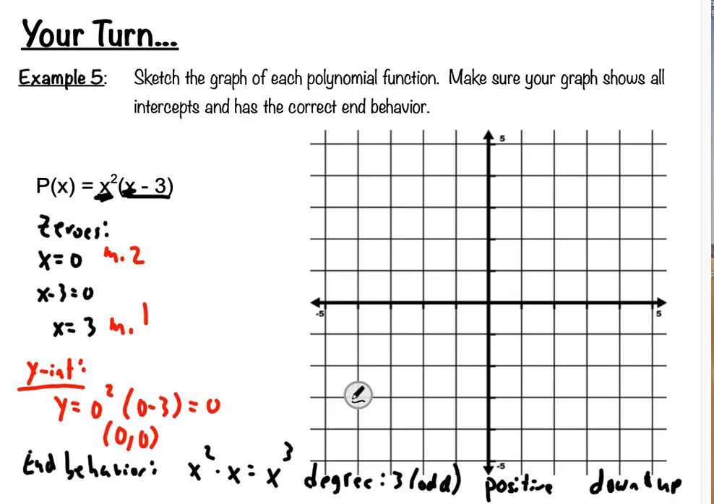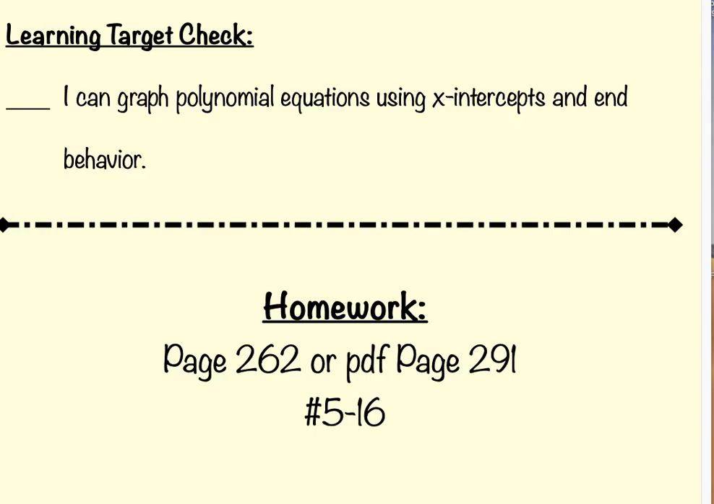So let's graph that. Zeros. 0 and 3. So at 0 there, we have a multiplicity of 2, so it's going to bounce. And then they're at 3 there, it has a multiplicity of 1, so it's just going to go straight through it. So then there's your assignment.